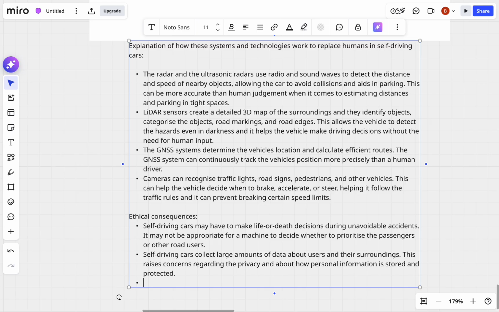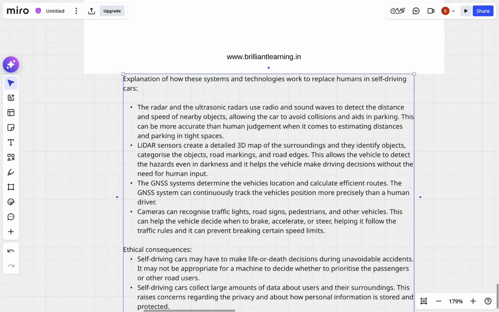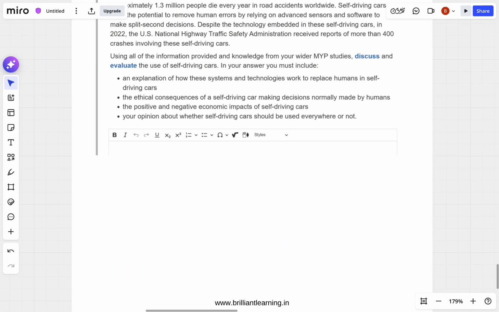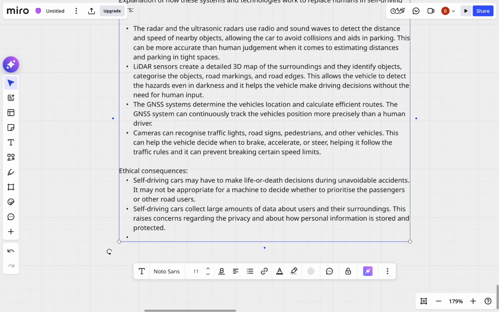That's the second one. And for the third one, as they asked us to evaluate, you have to look at both sides of the coin. Let's look at the command terms. So we have to look at both sides of the coin. As it's evaluate, we can go for a positive one as well.